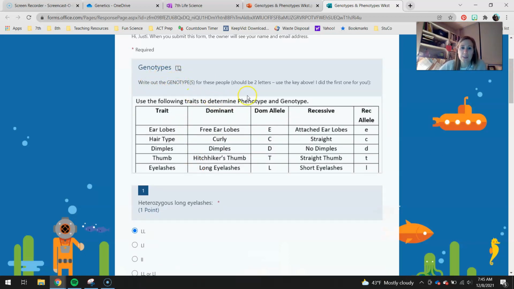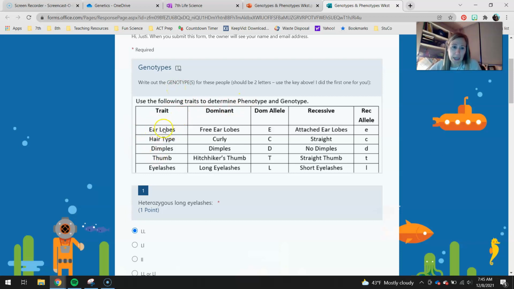Write the genotypes for these people. They should be two letters. Use the key above. I did the first for you guys, okay? Because it's kind of tricky for me to grade this for you guys because capitalization matters. I had to do this as a multiple choice for this first section, so it should be a little bit easier than what it typically would be on a quiz. So keep that in mind, okay?